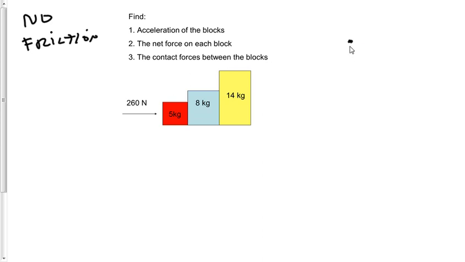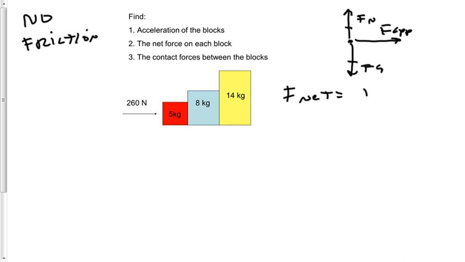Let's take all three blocks and represent them as a single point of mass. One more time, we see that there would be gravity going downwards and force normal upwards. Again, because we're on a horizontal surface, these two will be equal to each other. To the right, we have a force applied. And because we have a special condition of no friction, we do not have any opposing force. The force net, then, is going to equal the force applied.